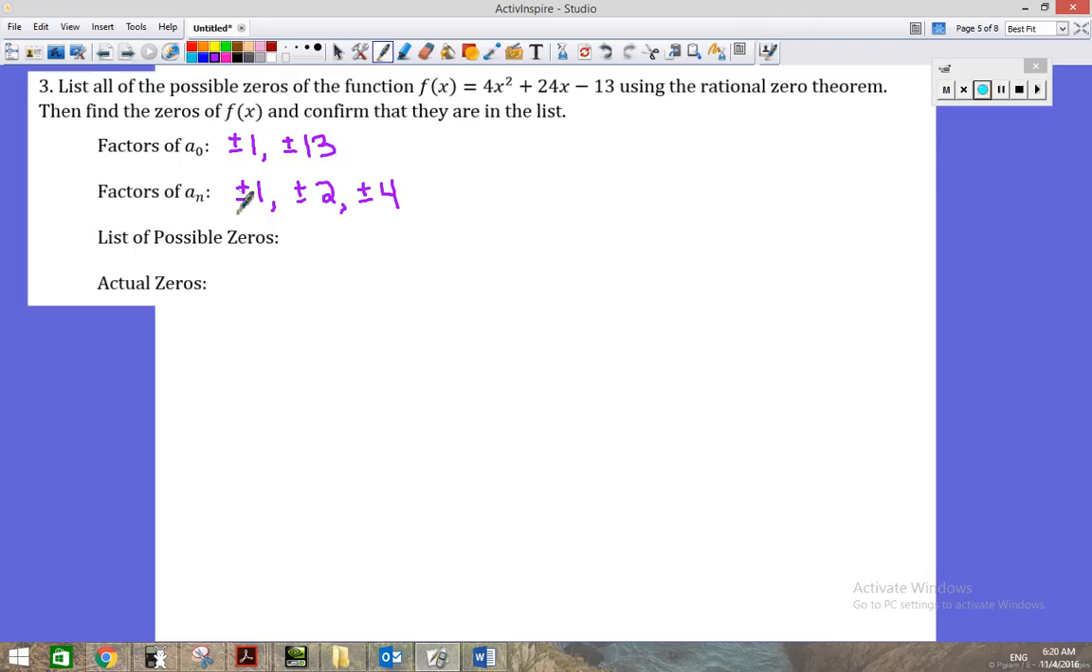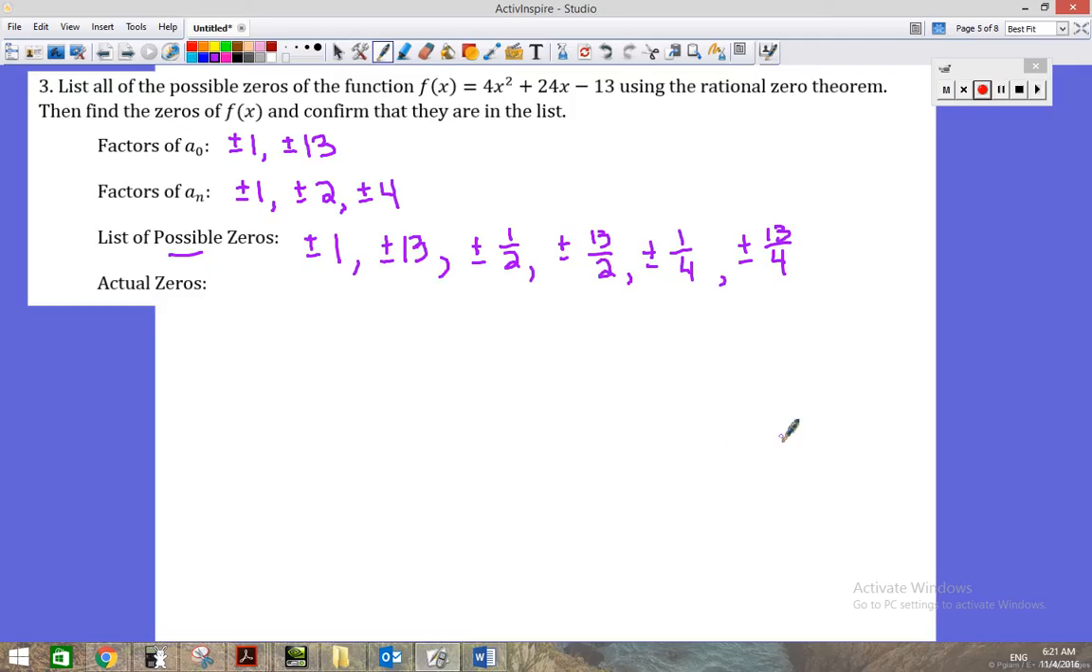So if I use first a denominator of 1, then I've got 1 over 1, and I've got 13 over 1. Now if I use a denominator of 2, I've got 1 over 2 and 13 over 2. And now if I use a denominator of 4, I've got 1 over 4 and 13 over 4. So there's my list of possible zeros.